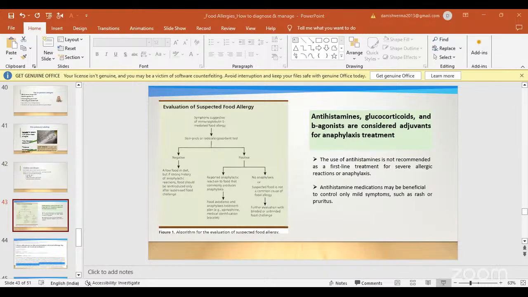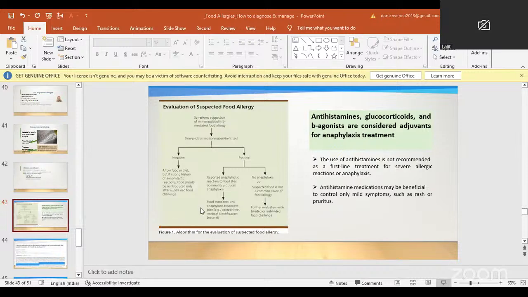Yes, okay. So, symptoms suggestive of IgE-mediated food allergy. Basically, a skin prick test will be positive, with a reported anaphylaxis reaction to a food that commonly produces anaphylaxis. So food avoidance and anaphylaxis treatment in the form of epinephrine, and a medical identification bracelet, is good. If there is no anaphylaxis, or it is just suspected that this food might be a common cause of food allergy, then further evaluation with blinded and unblinded food challenge can be done if your skin prick is positive.